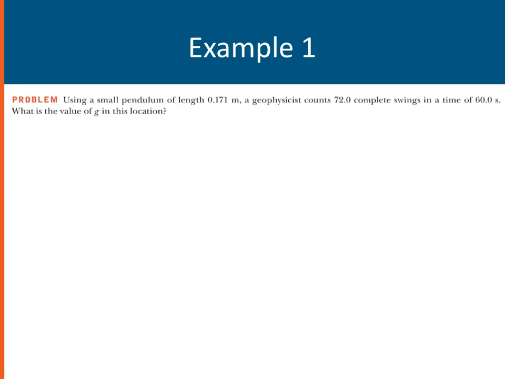Alright, so we're going to do 2 examples. The first one says, using a small pendulum of length 0.171 meters, a geophysicist counts 72 complete swings in a time of 60 seconds. What is the value of g in this location?